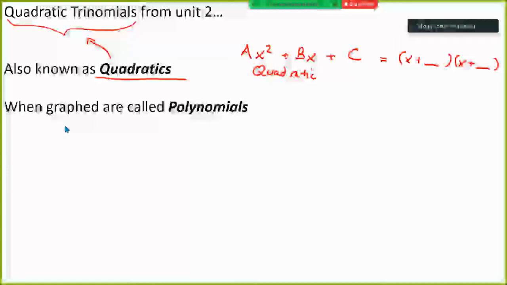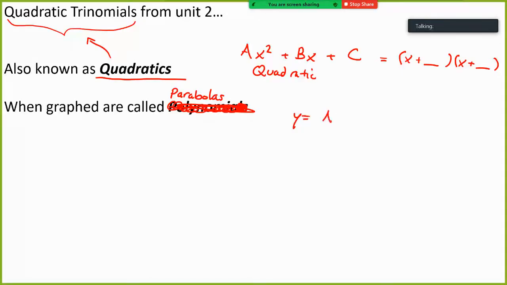So when graphed, these are called parabolas. So when we take our ax squared plus bx plus c and we set that equal to y like this, and of course, A, B, and C would be numbers. If we had numbers in for A, B, and C, and we set that all equal to y, well, now we can graph this expression, and we get this shape that's called a parabola.